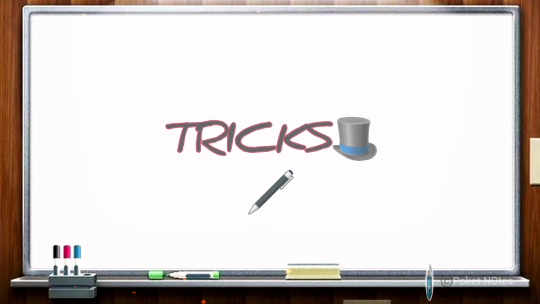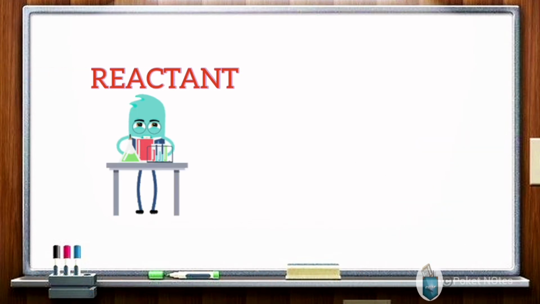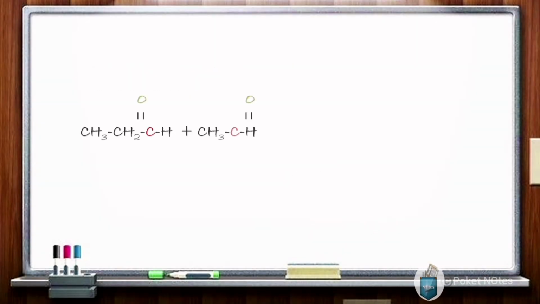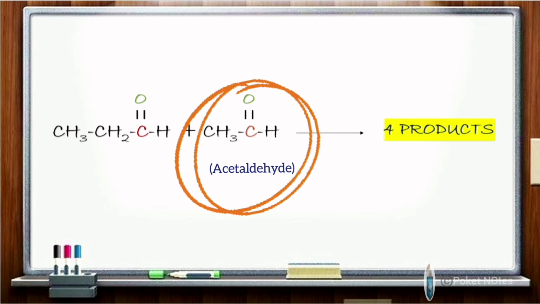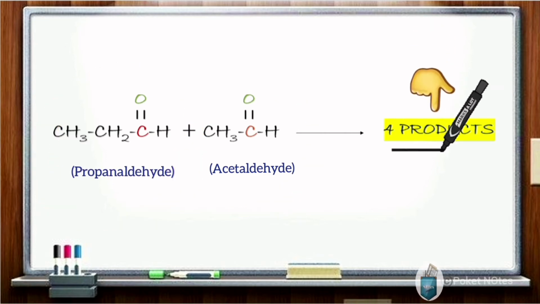Let us see the tricks: how by seeing only the reactants, you can know what products are going to be formed. Let us take an example. If we take 1 mole of acetaldehyde reacting with 1 mole of propanaldehyde, then we know 4 different products will be formed.